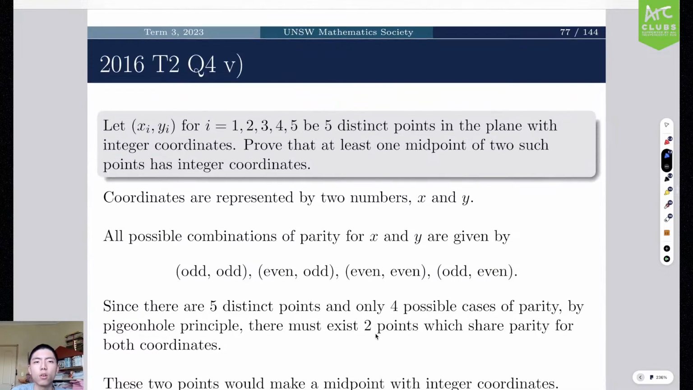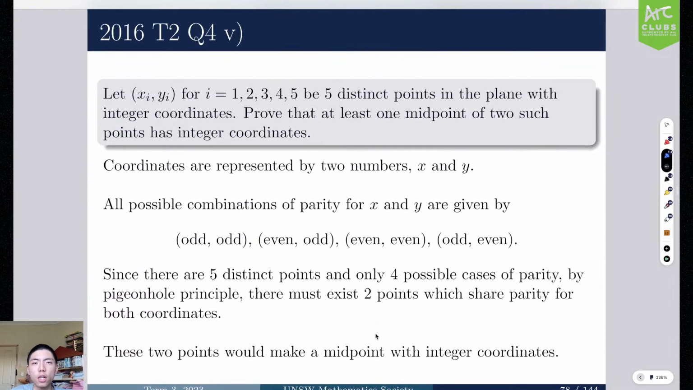Okay, so obviously integers are either even or odd, right? So since there are 2 points in each of the coordinates, it means that we will have 4 possibilities for parities here, right? So it's either odd, odd, even, even, or odd, even. So of those 5 points, right, these are effectively our pigeonholes.